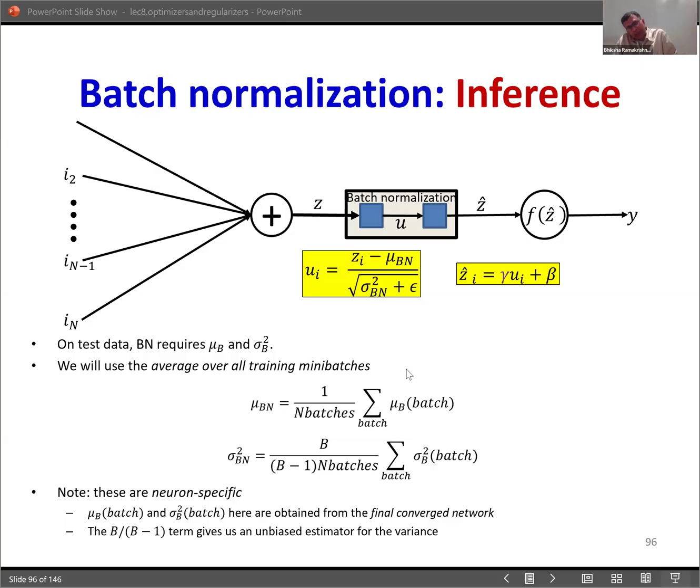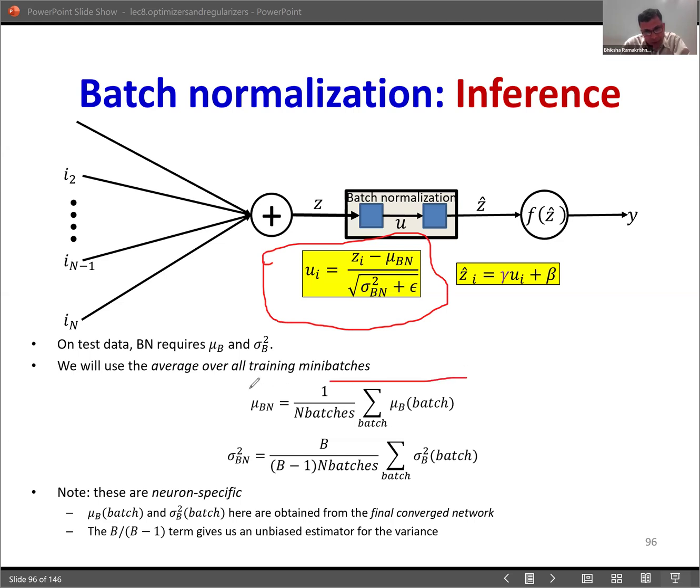And so what we will do is that once the model has been trained, you compute the means and variances of all of the mini batches in the data and compute the average mean of all the mini batches and the average variance of all of the mini batches. And this is what you will use to perform the normalization during inference. Did this make sense? This guy over here, that makes sense?